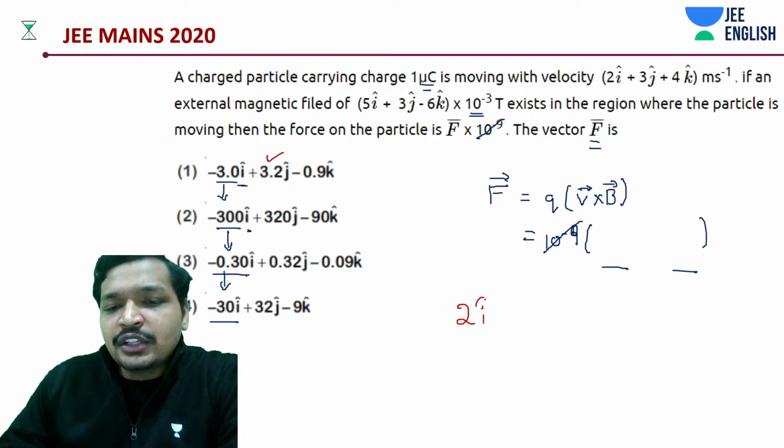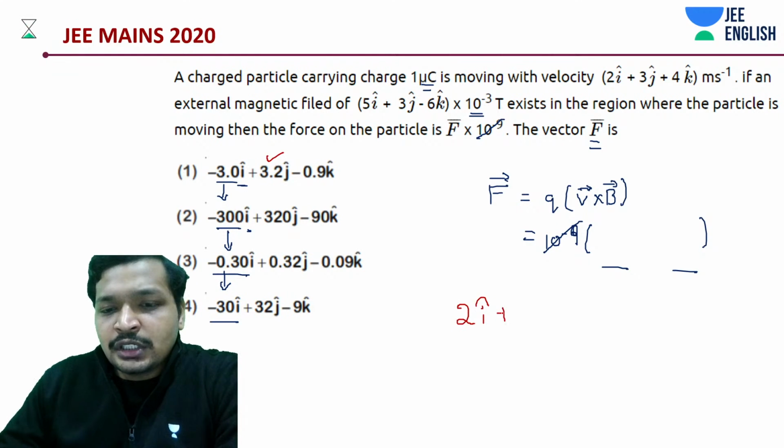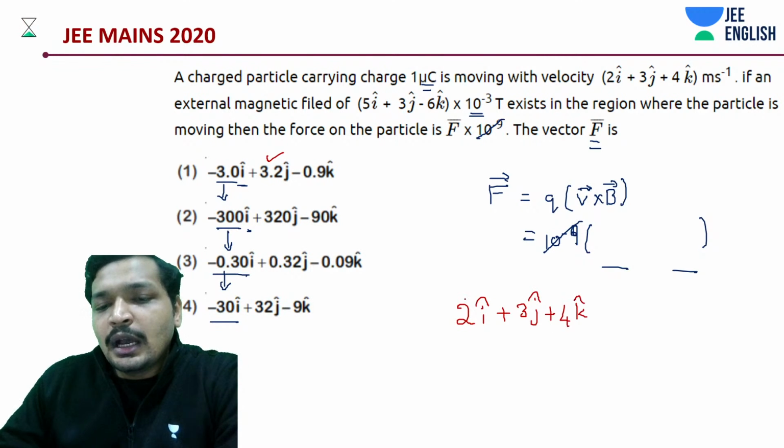So we have a cross product of velocity 2i cap plus 3j cap plus 4k cap, and then we are going to cross it with what?